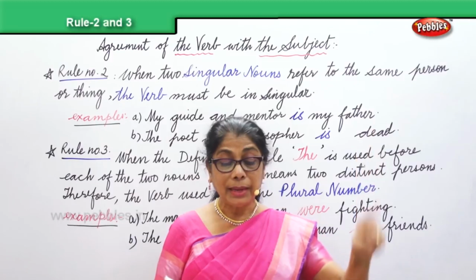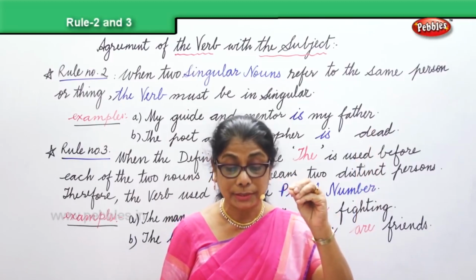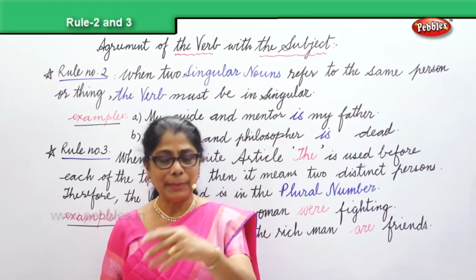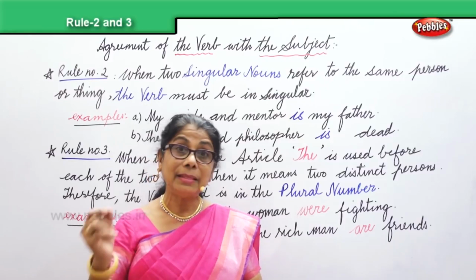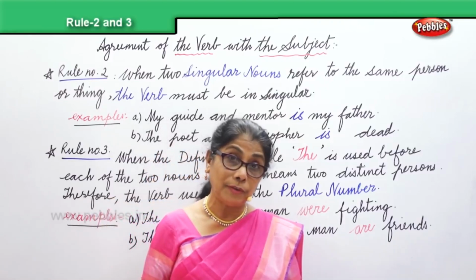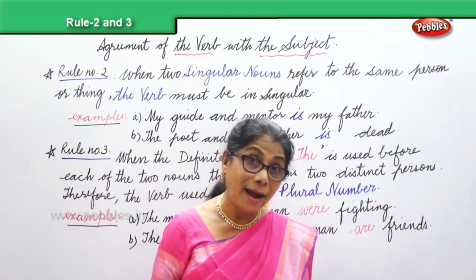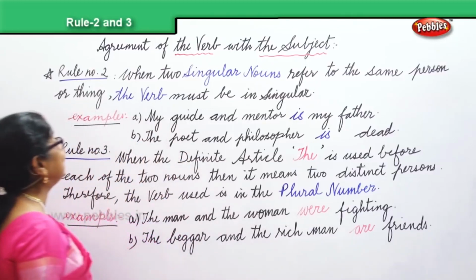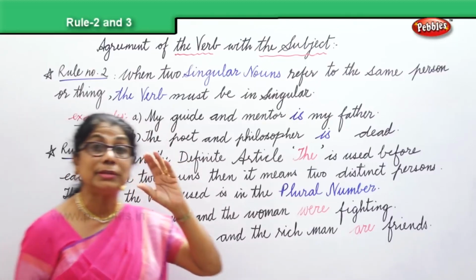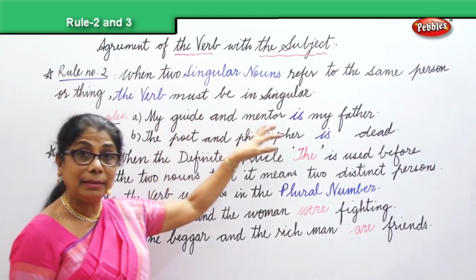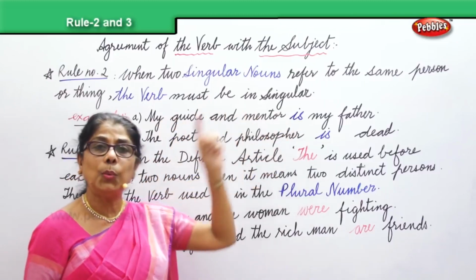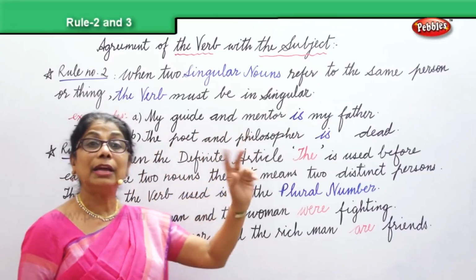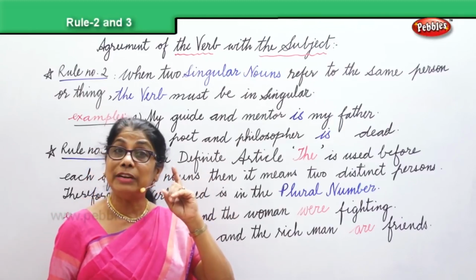The first rule: two or more singular subjects, when you add and with them, Tina and Meena, mommy and daddy, then the verb will be in the plural form. Mommy and daddy are waiting for us. And the second rule says, when two singular nouns refer to the same person, the guide and the mentor, the verb will take the singular form. The poet and the philosopher refers to the same person, so the verb will be singular.